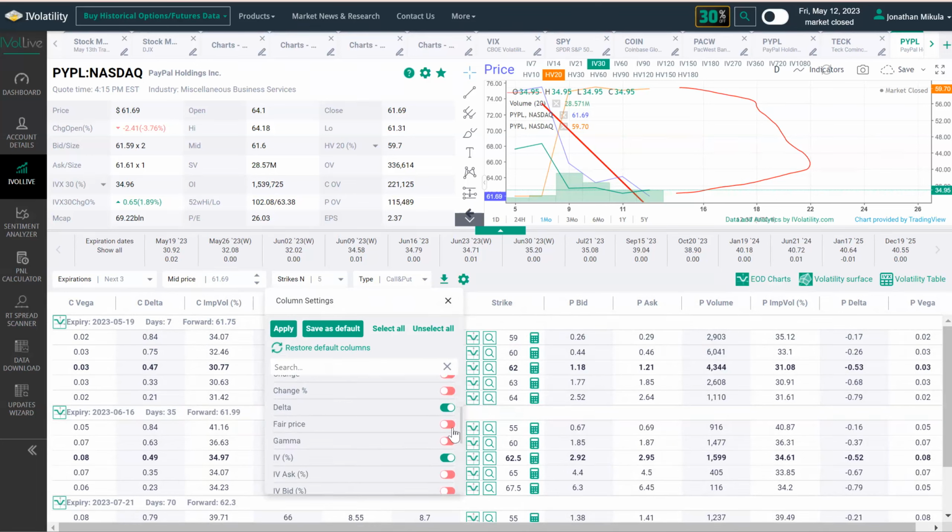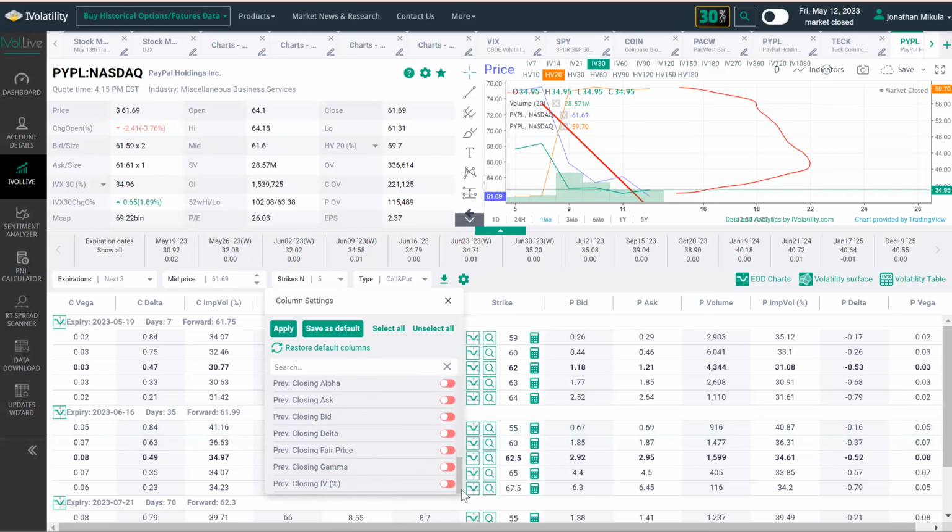Delta, I like to look at, to measure the sensitivity to the underlying instrument, in this case, PayPal. I do like to look at the implied volatility for each option strike price. And then the other things I like, volume, it's helpful. You can see how many trades are happening within a certain strike.